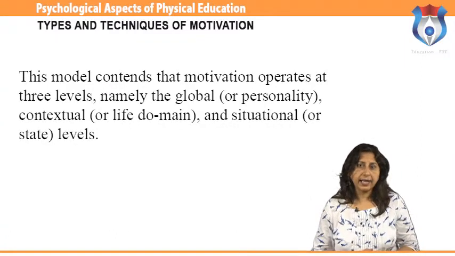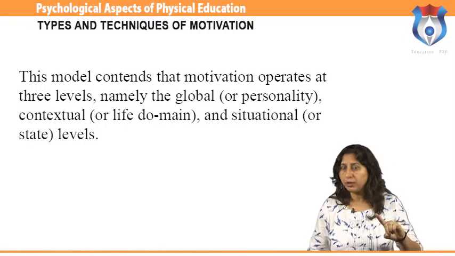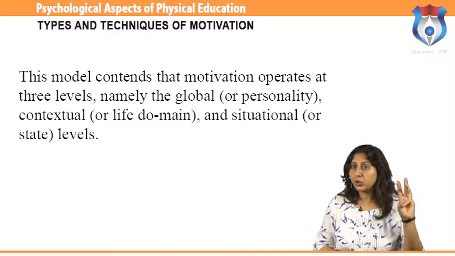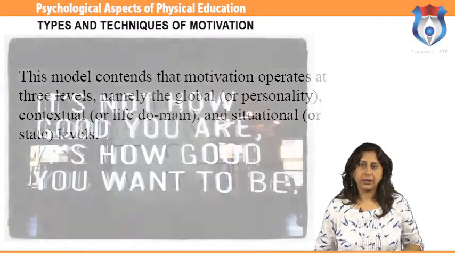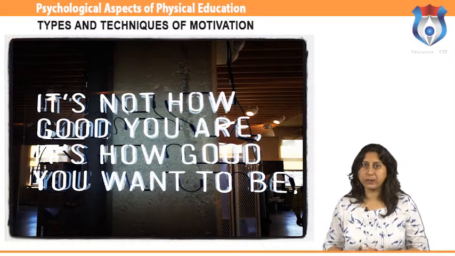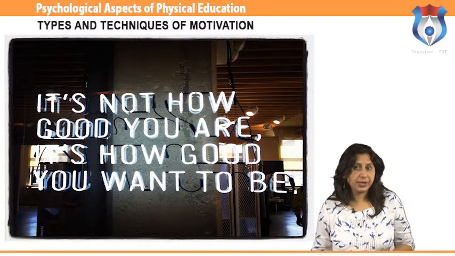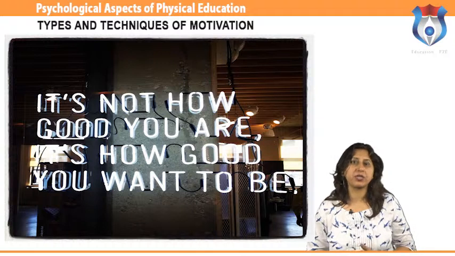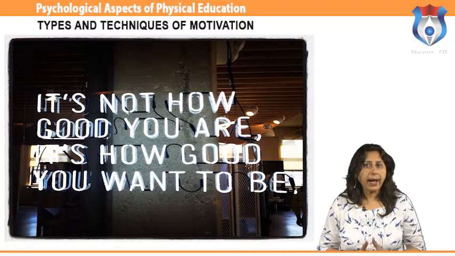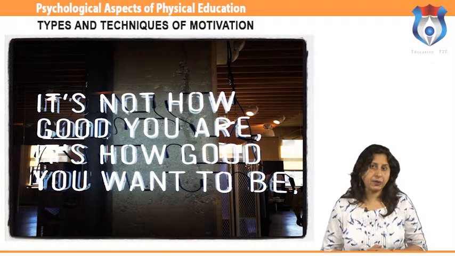This model contends that motivation operates at three levels, namely the global or personality, contextual or life domain, and situational or state levels. Intrinsic and extrinsic motivation are both adaptable and change in response to specific situations and life occurrences. While not easy to define, intrinsic motivation can be described as an internal drive to perform an activity, while extrinsic motivation is ascribed to an external motivating source that drives action.